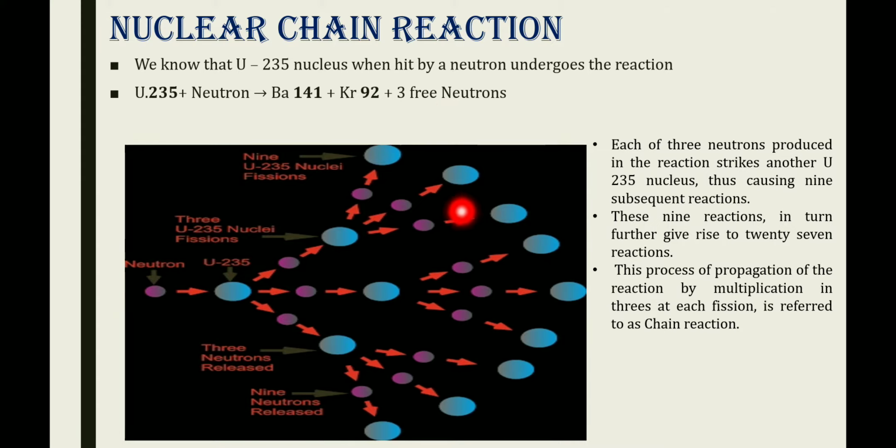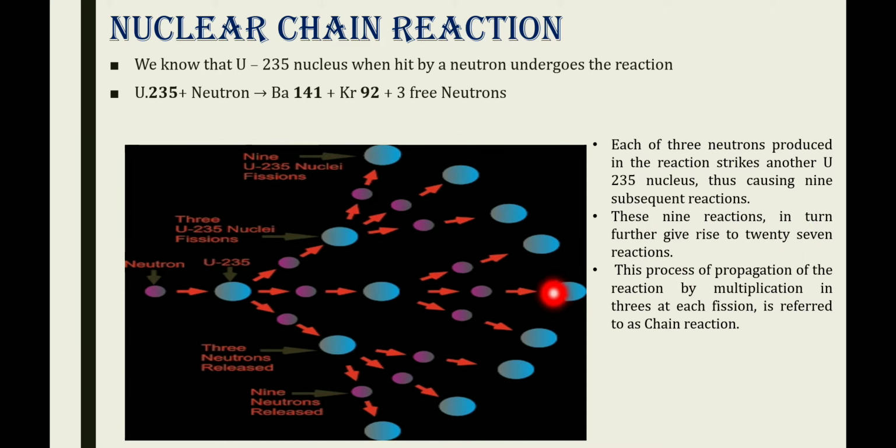It is nothing but what? Each of the 3 neutrons produced in the reaction strikes another uranium 235 nucleus and thus causes 9 subsequent reactions. 3 into 3, 3 3s are 9 subsequent reactions produced. Again these 9 reactions result in 3 more neutrons each, so it continues like a chain process. 9 into 3 is 27. So these 9 reactions in turn give rise to 27 reactions.